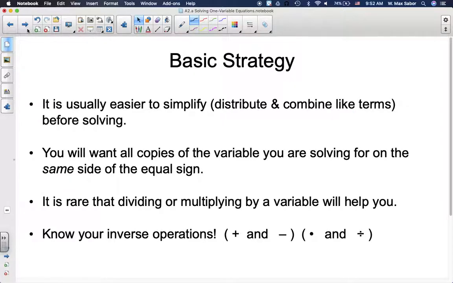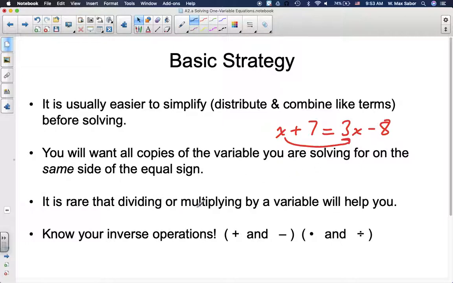The strategy that we usually use is it's usually easy to just simplify, distribute, and combine like terms before solving. You will want all copies of the variable you're solving for on the same side of the equal sign. So when you see something like x plus 7 equals 3x minus 8, it's usually easiest to try to get that x over here. You can't just add these. We'll explain how to do that later.